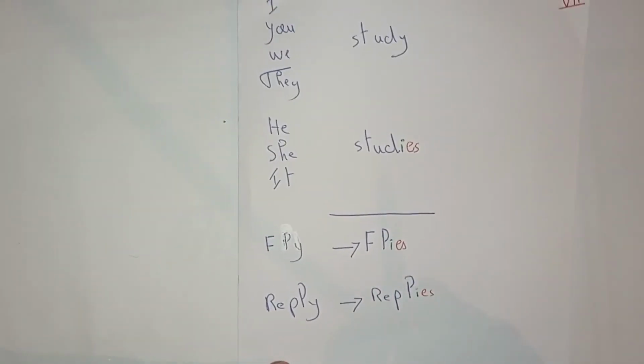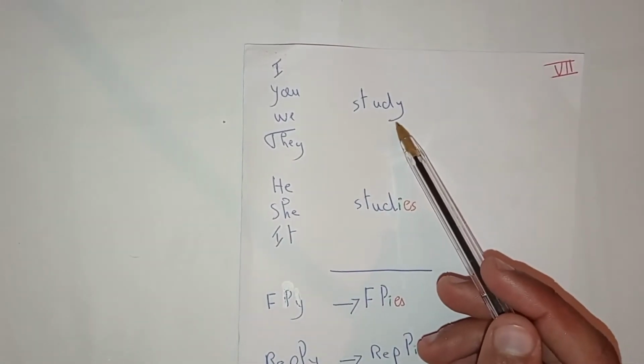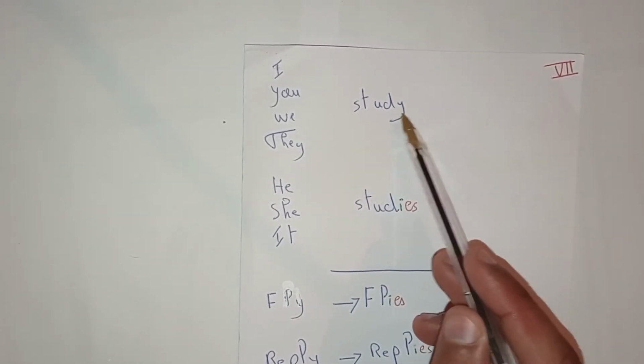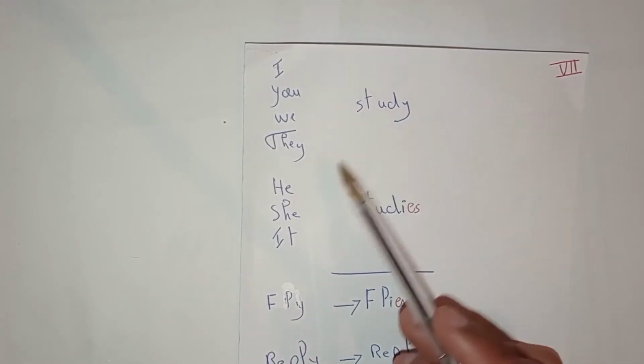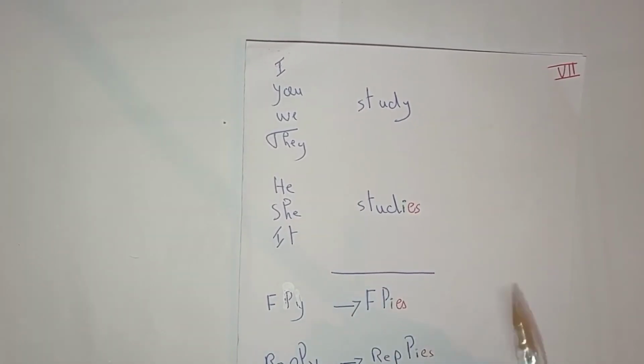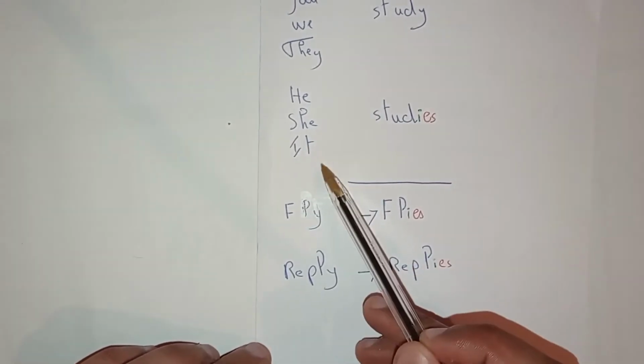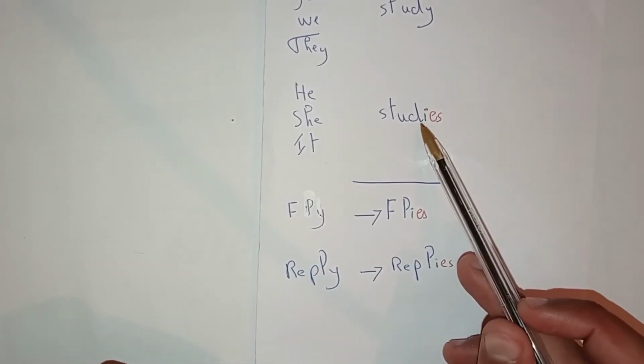Let's go back to our example. Study. I, you, we, they, no change. There is nothing here. No change. In he, she, it, we have studies. The verb here takes an ES in the third person singular. But we changed something here, as you can see.